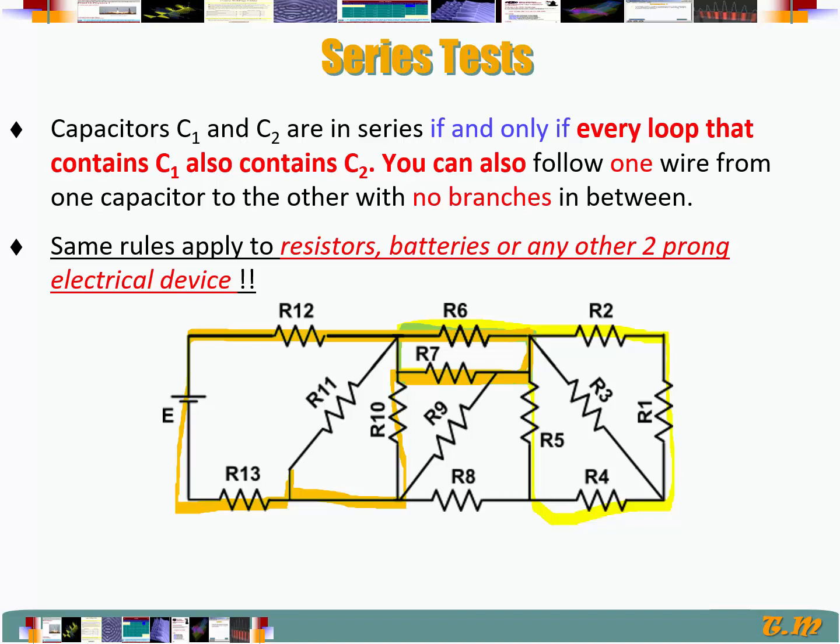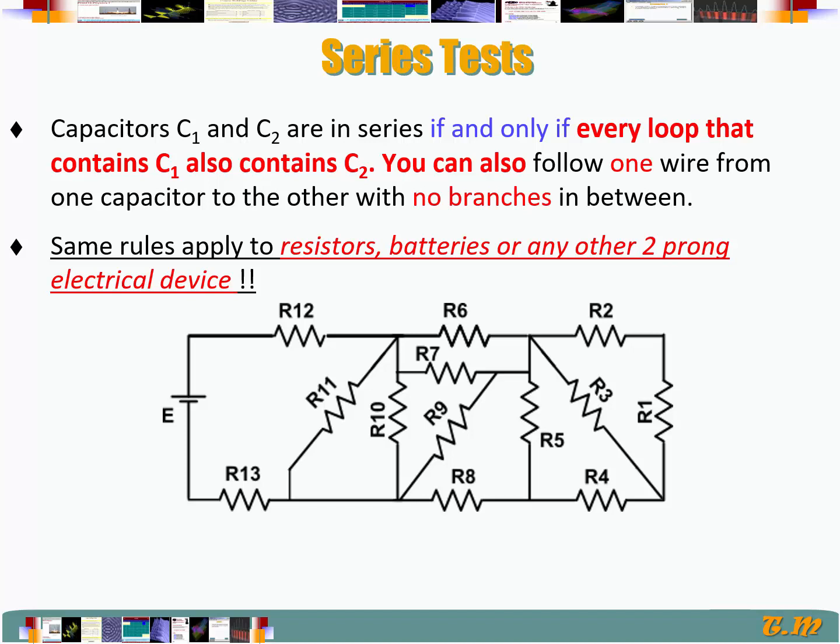Now, let me remove these loops. What they tell us here is, if and only if every loop that contains one of the components, whether it is a capacitor, resistor, or whatever, also contains the other one. Every loop that I can draw in the circuit should contain both of them.